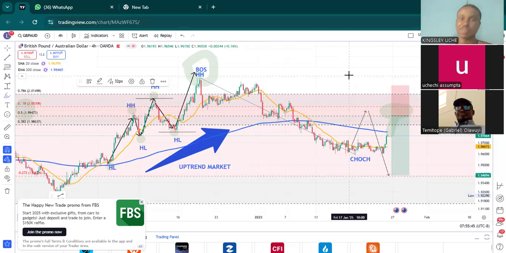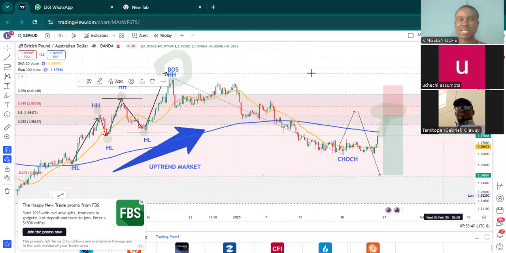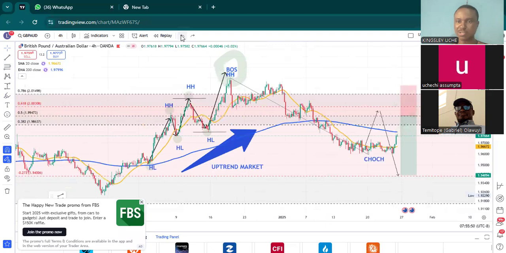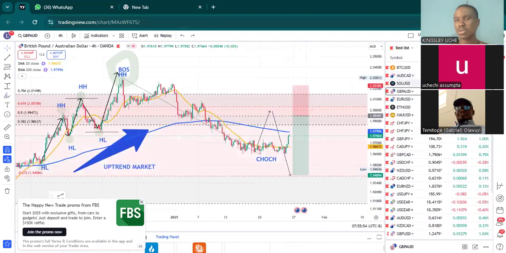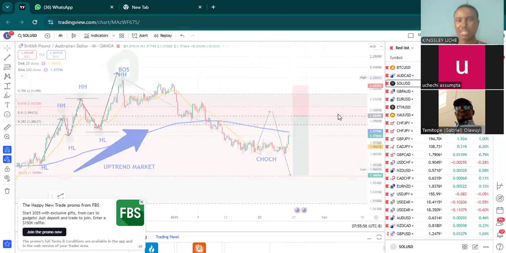So that's that for the GBP/AUD. I'm going to be going down to the Solana USD, that's the cryptocurrency, Solana, SOL/USD. This is one.